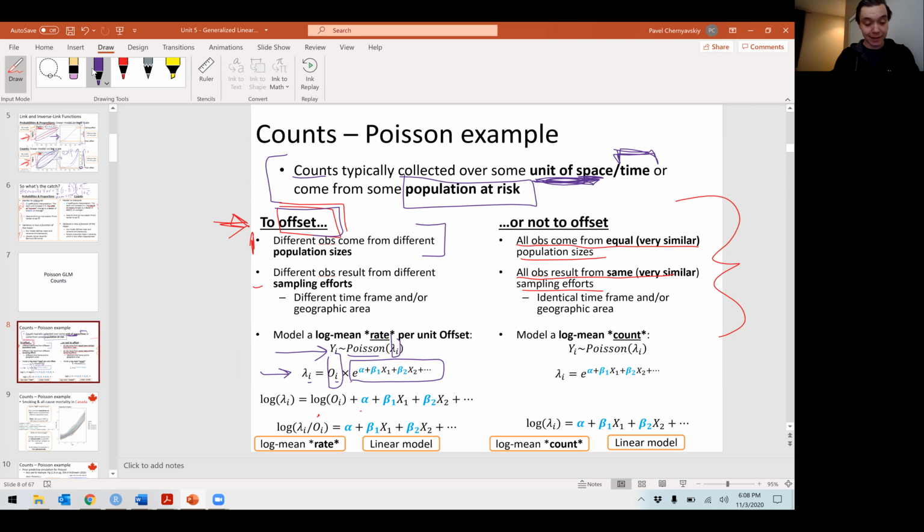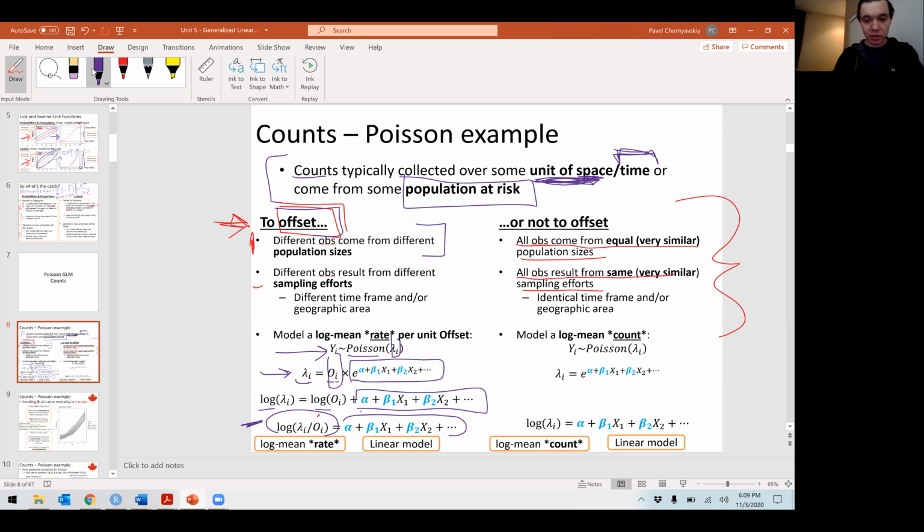But I can take the natural log of both sides, right? Take the natural log of both sides. Here is my linear model now. And I can even further rearrange and express that what we're actually modeling with our linear model is the log mean rate. On the left-hand side right there is the log mean rate. The influences of our covariates on the log mean rate.